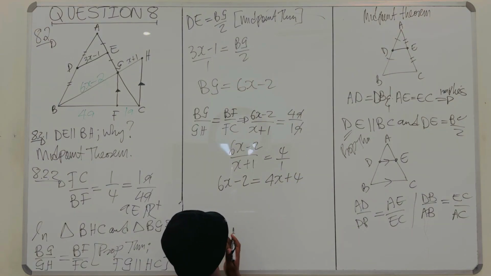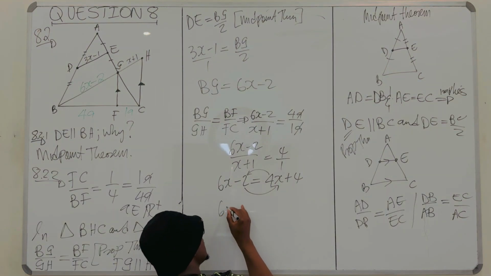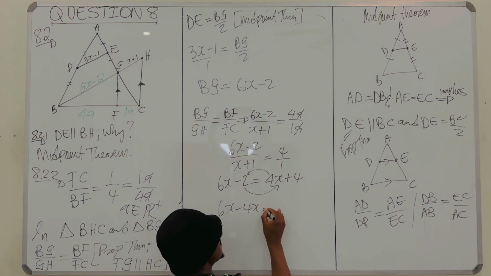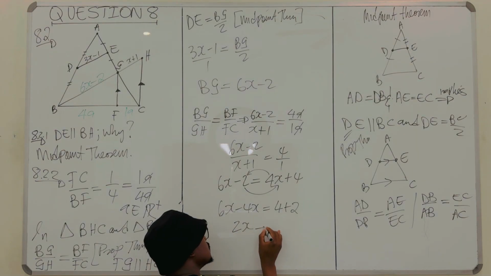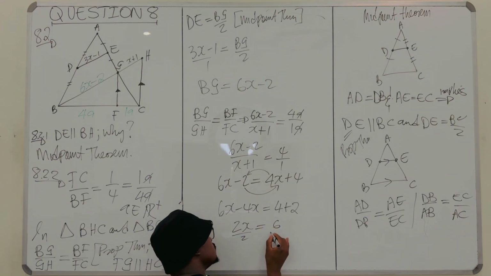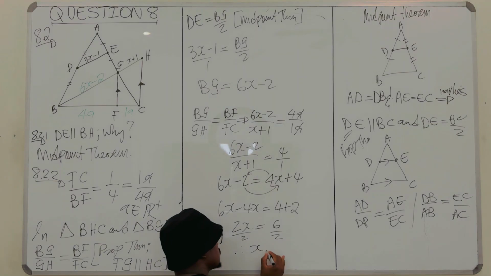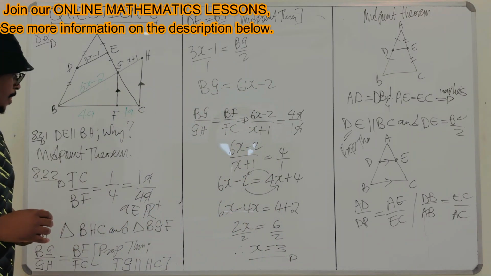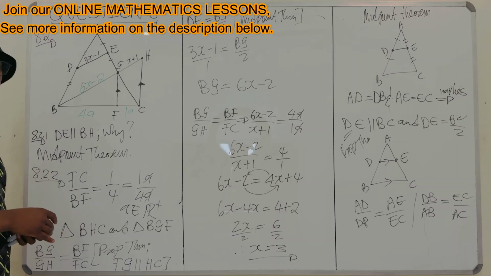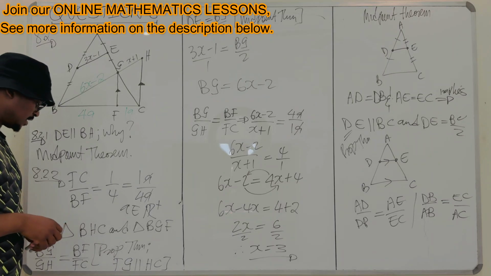Right? Then let's take this to this side and take this to that side. So we have 6x minus 4x is equal to 4 plus 2. So your 2x is equal to 6, divided by 2, divided by 2. Therefore, x is equal to 3, which is the value of x. So this is how I would have done this question.